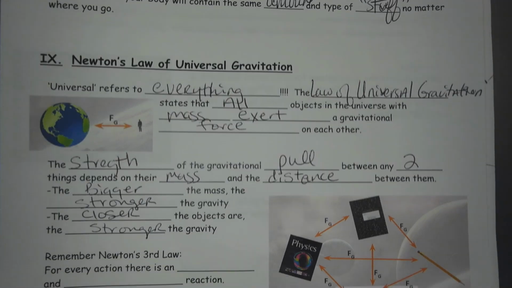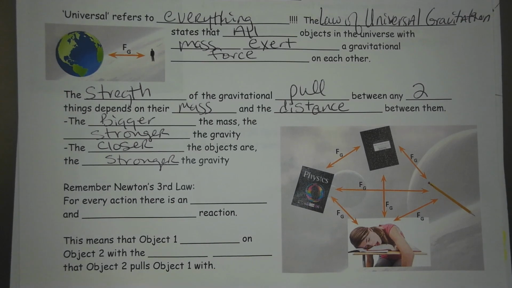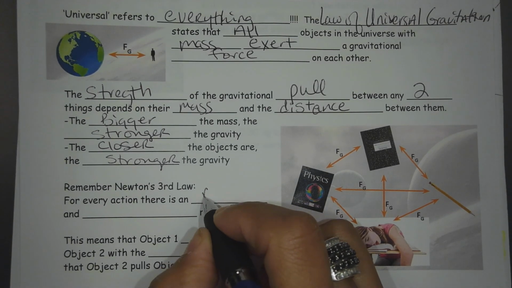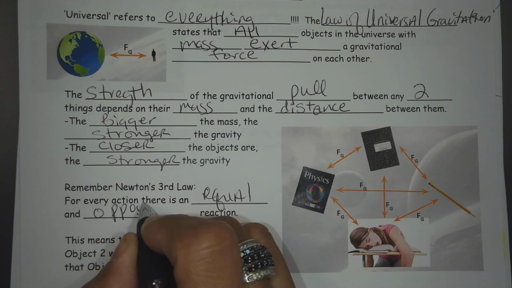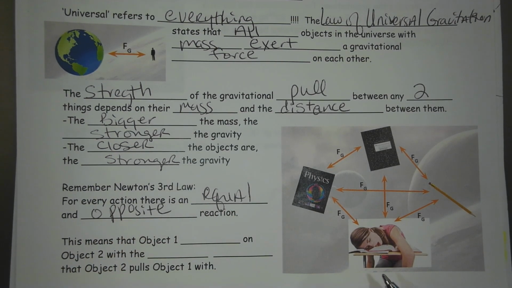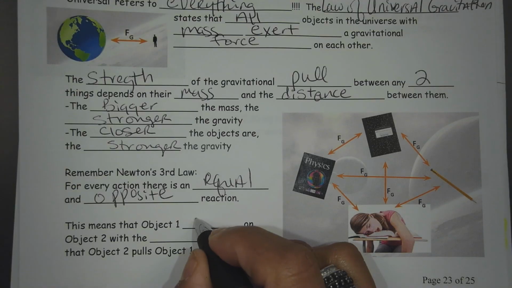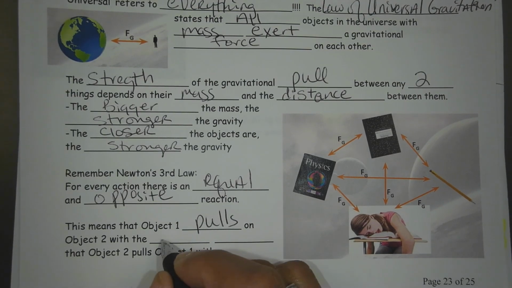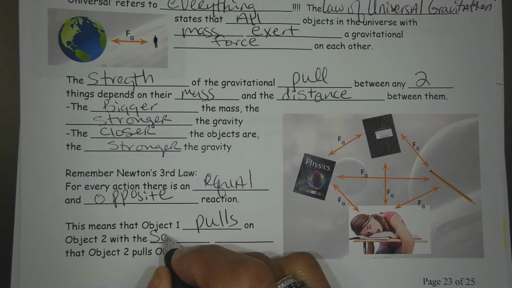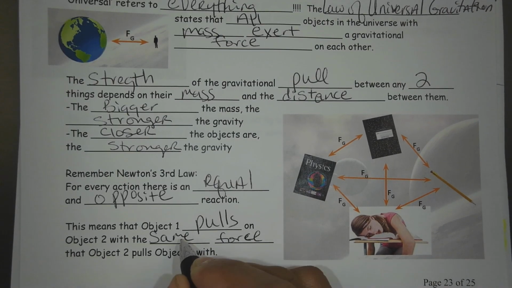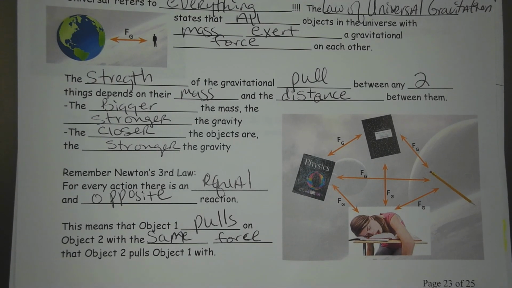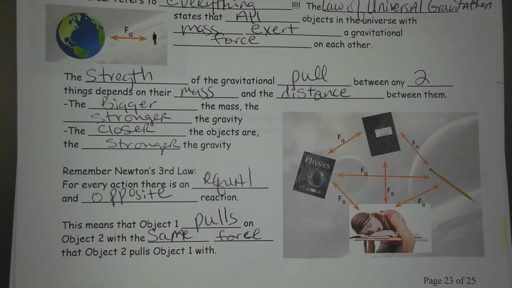Okay, it says here though, remember Newton's third law says for every action there is an equal and opposite reaction. This means that object number 1 pulls on object 2 with the same amount of force as object number 2 pulls on object number 1. They are equal and opposite. Wouldn't that mean that the pulling force on both of them would be double, or would they cancel out?